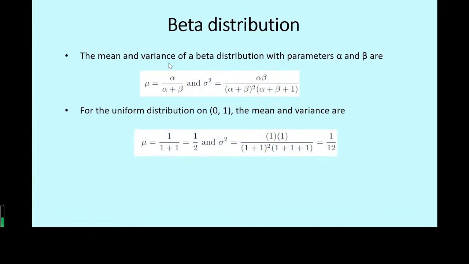The mean and variance of a beta distribution with parameters alpha and beta are mu equals alpha divided by alpha plus beta, and sigma squared equals alpha times beta divided by alpha plus beta squared times alpha plus beta plus 1. And the uniform distribution on values between 0 and 1 has mean and variance equal to 1/2 and 1/12.